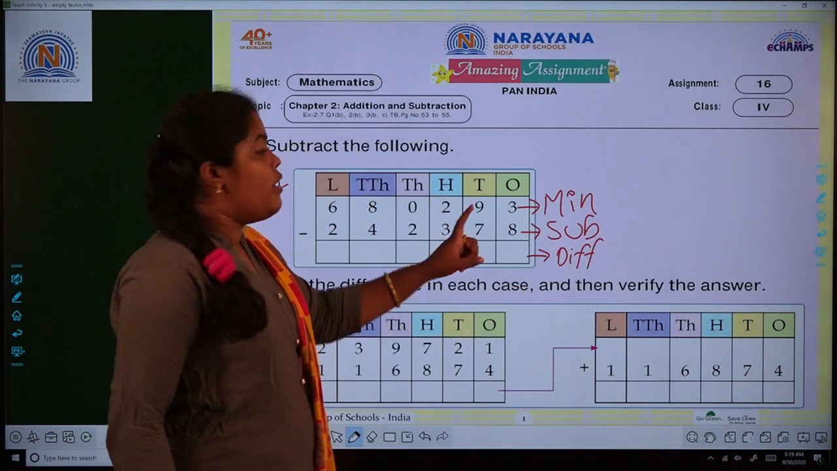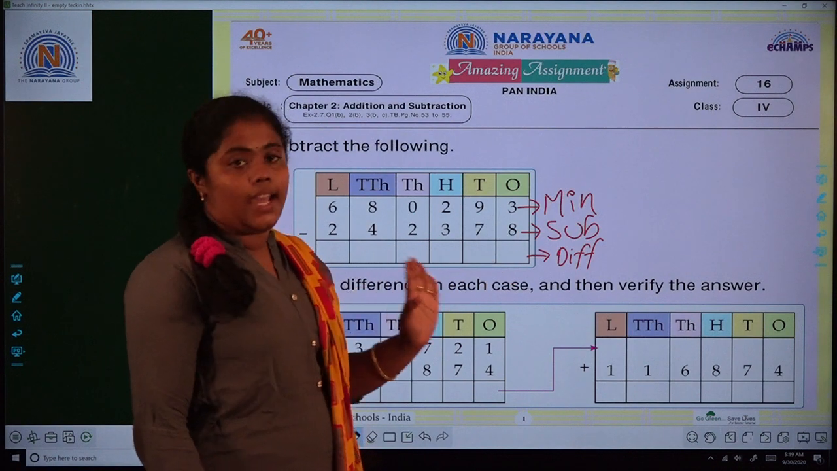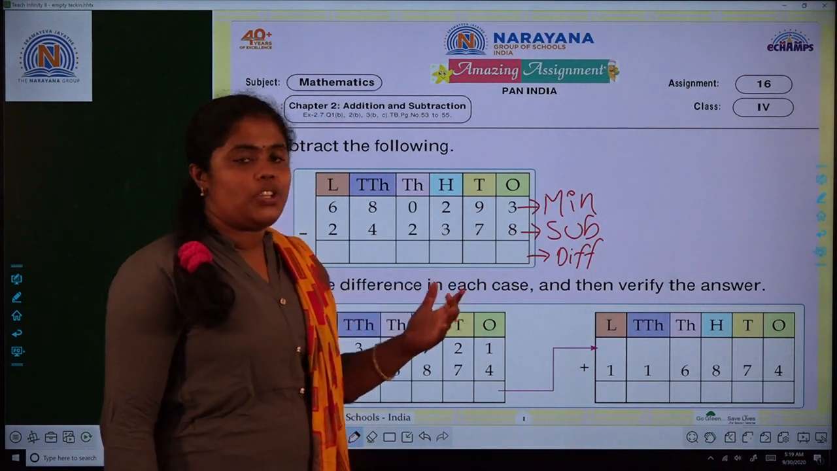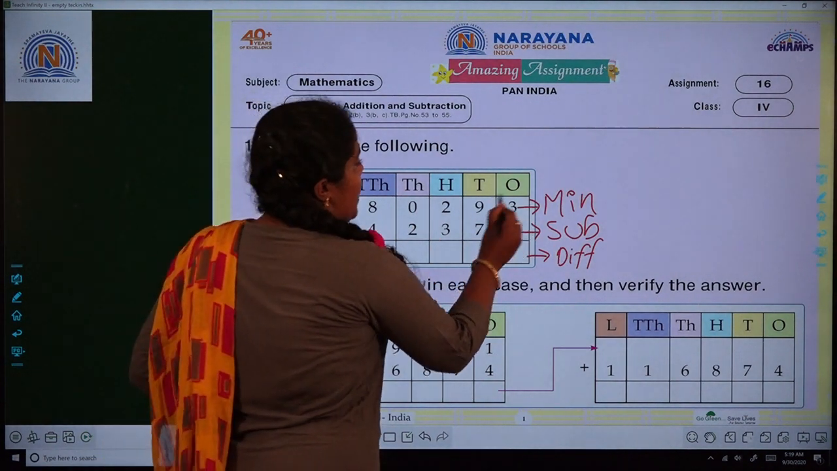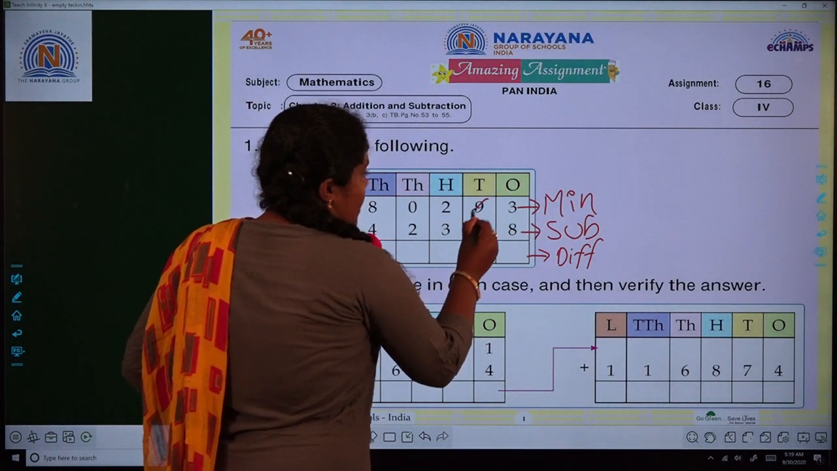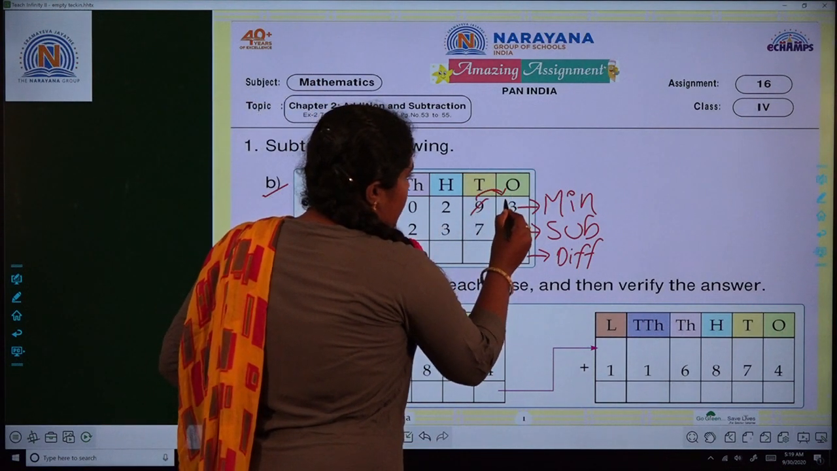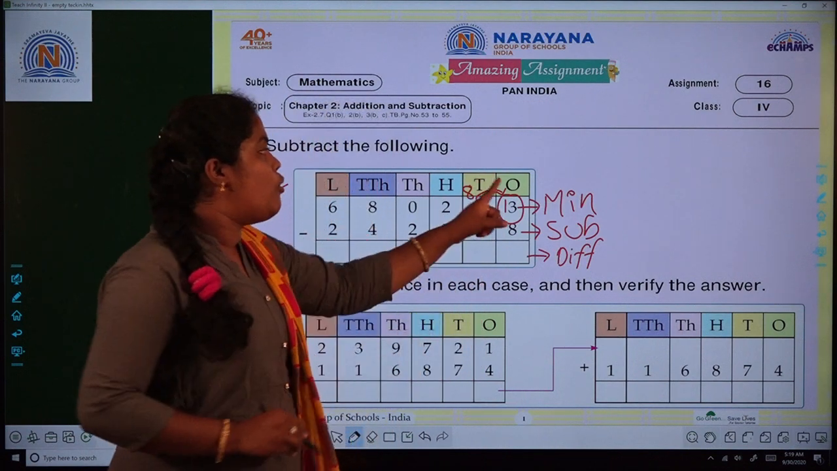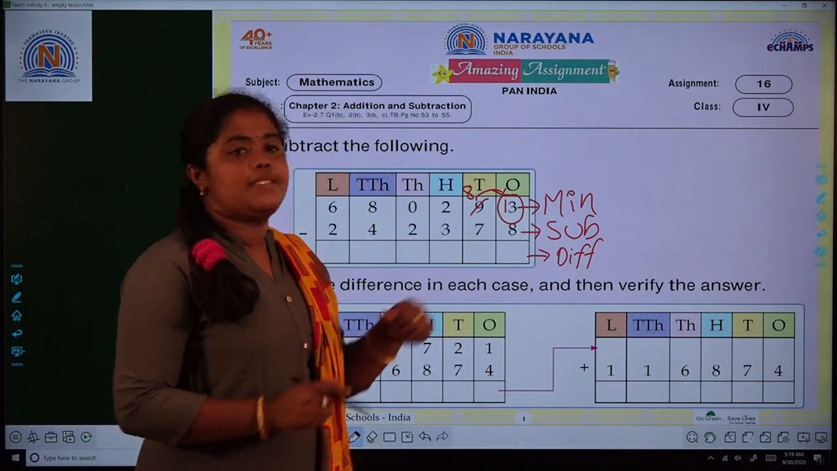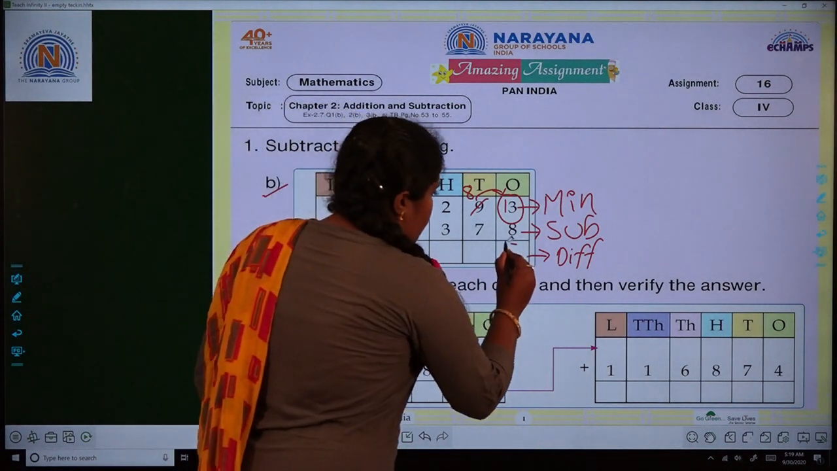Next, moving on to the sum. Here in the ones place the digit is 3 and in the second number the digit is 8. Is it possible to do the subtraction 3 minus 8? It is not possible. It is a small number. Then take the help of the tens place. In the tens place the digit is 9. So give the borrow to the ones place. It becomes 13. It makes 8. Now it is possible to do the subtraction. 13 minus 8 is 5.